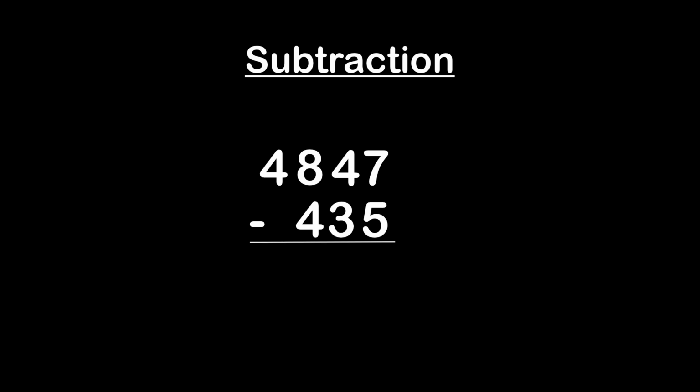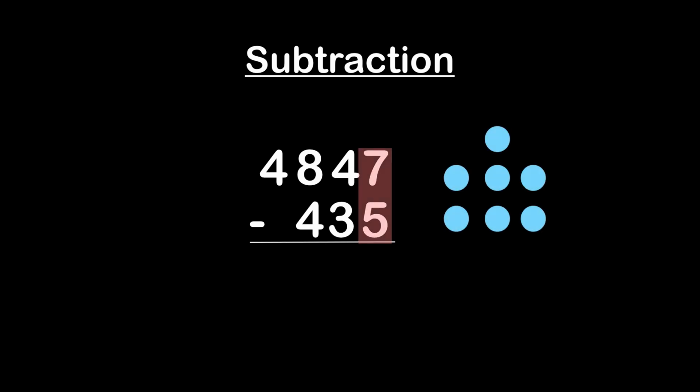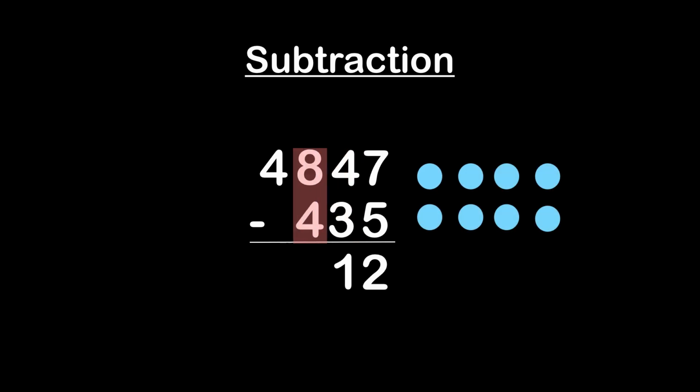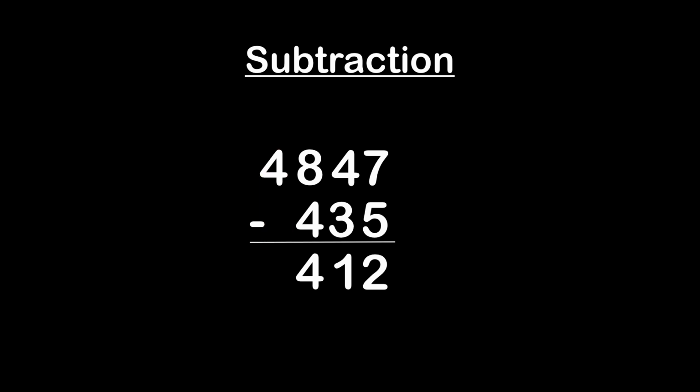For our next problem, let's take a look at 4,847 minus 435. As I'm sure you know by now, the first step when solving a problem is coming to our first column on the right where we have 7 minus 5, which is going to give us 2. Next, we move on to our next column on the left where we have 4 minus 3, which is going to give us 1. Next, we move on again to the left where we have 8 minus 4, which is going to give us 4. And for our last step, we have 4 by itself, so we just carry it down.